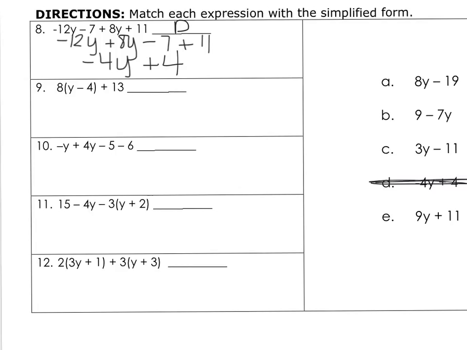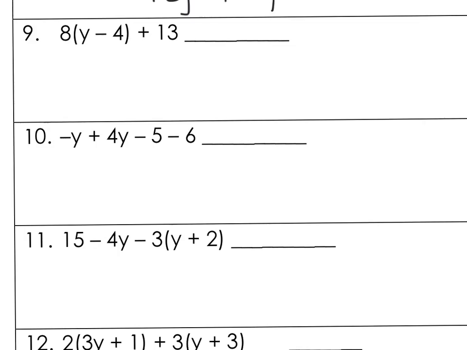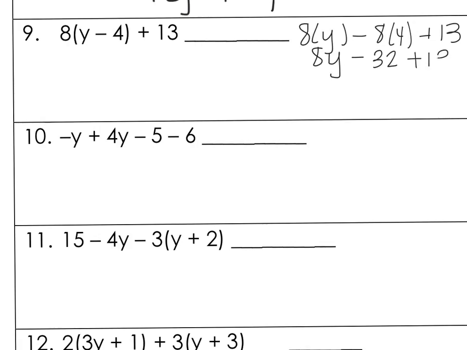Oh my, number 9 is a little bit more complicated. I just gave myself a little bit more room here to show some work. It looks as though I am going to have to distribute that 8. So 8 times y minus 8 times 4. I'm not going to distribute that 8 to the 3 because it's not inside the parentheses. So this is 8y minus 32 plus 13.